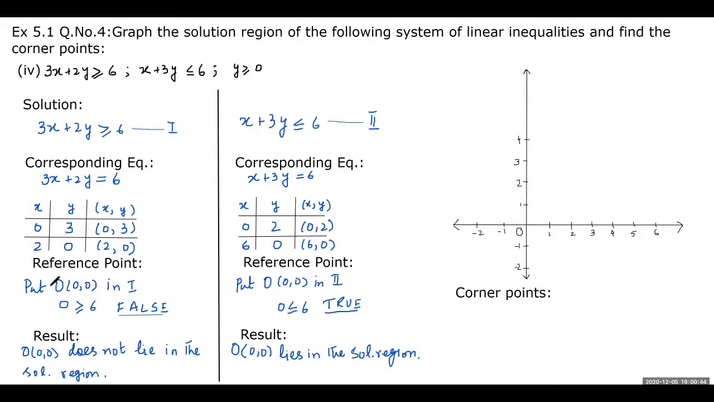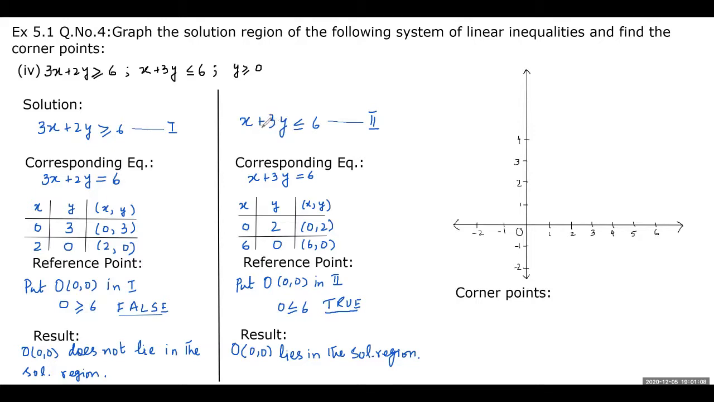Then reference point, put O (0, 0) in 1. Put (0, 0) in this inequality. As a result, it becomes 0 + 0 ≥ 6. Result, 0 ≥ 6, which is a false statement, meaning origin (0, 0) does not lie in the solution region. Now we get to the second inequality.